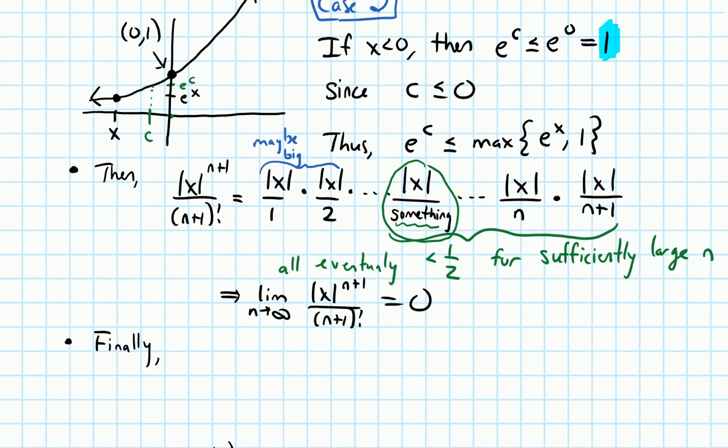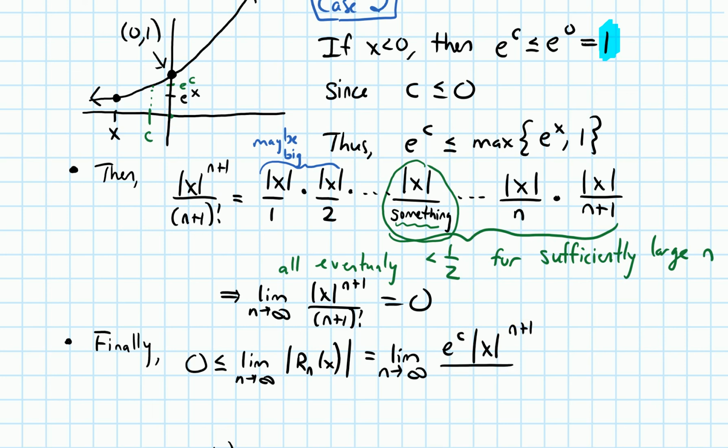So finally, if we think back to our inequalities, we had 0 is less than or equal to, I'm going to take the limit of everything. So the limit as n goes to infinity of the absolute value of Rn of x is less than or equal to the limit as n goes to infinity of e to the c times the absolute value of x to the n plus 1 over n plus 1 factorial. And we know that e to the c is less than or equal to the maximum of 1 and e to the x. We got that earlier in the video.